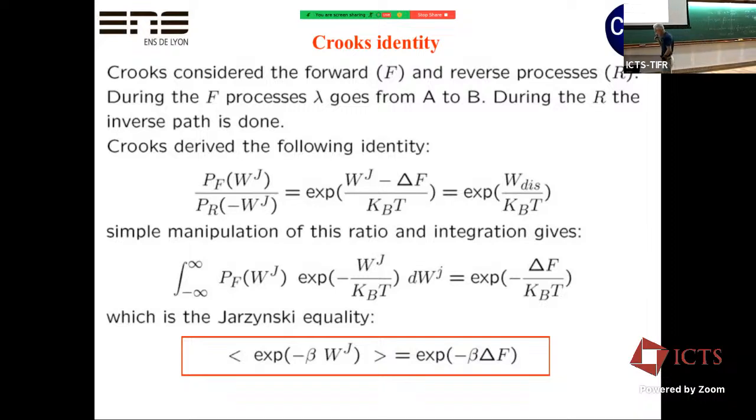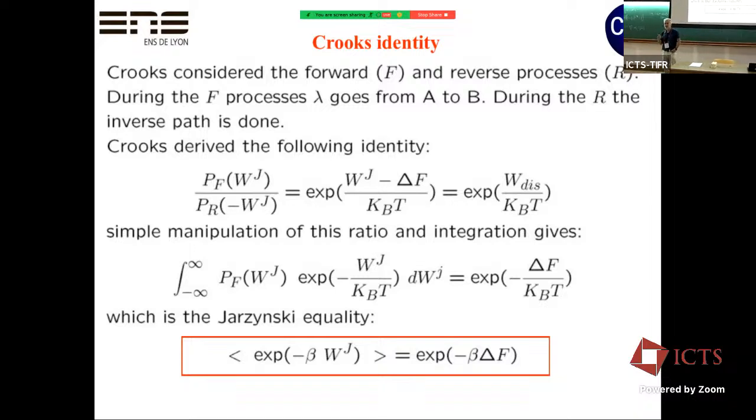And now you see that this is very, very interesting because the two PDFs have to cross in some place. At the crossing point, the two are of course equal. And in this case, at the crossing point, the value of the work is just equal to the free energy difference, okay? And this is very useful from an experimental point of view, because look at this kind of average.